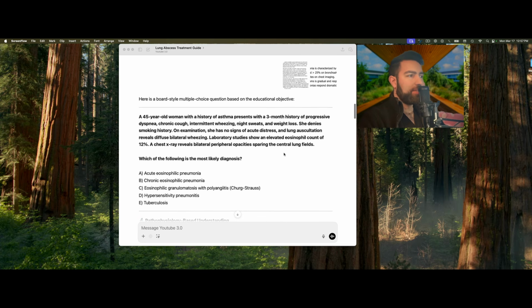All right, so this is a 45-year-old woman with a history of asthma. She presents with a 3-month history of progressive dyspnea, chronic cough, intermittent wheezing, night sweats, and weight loss. She denies smoking history. On exam, she has no signs of acute distress, and lung auscultation reveals diffuse bilateral wheezing. Laboratory studies show an elevated eosinophil count of 12%. A chest X-ray reveals bilateral peripheral opacities, sparing the central lung fields. Which of the following is most likely the diagnosis?